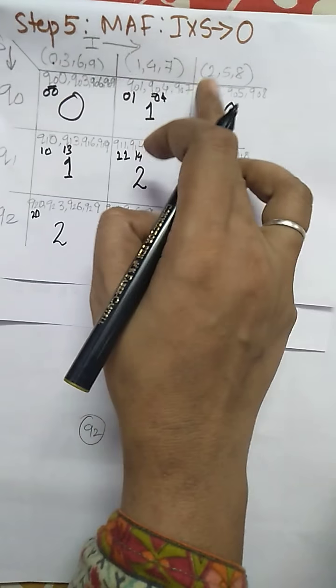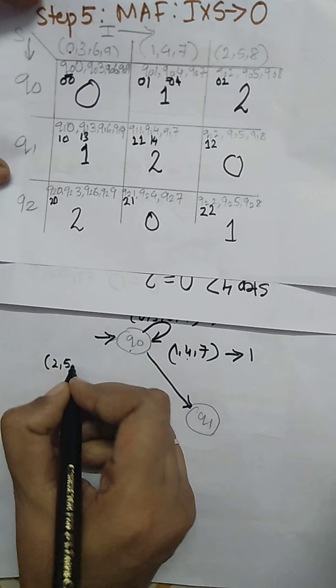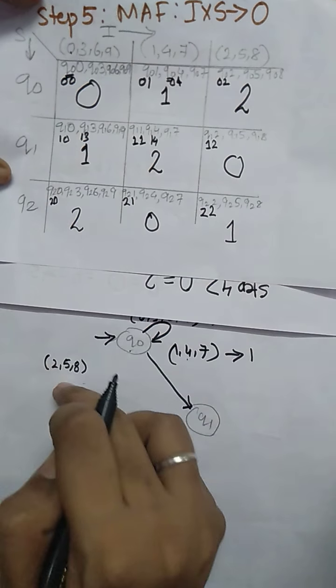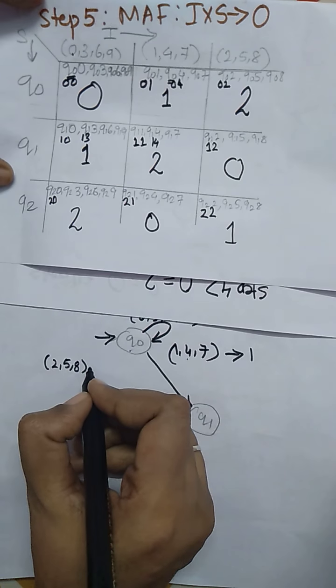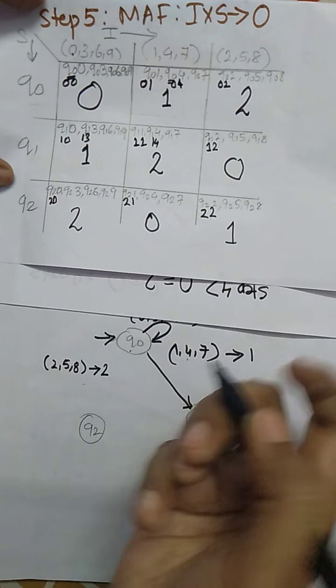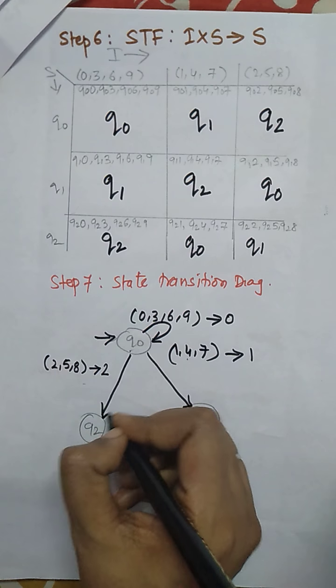Now Q0 with 258. Q0 is written, but where is 258? We have to write that here. Now we combine this input with the output. Q0 with 258 produces output 2. Where is it going? Q0 with 258 is going to Q2.